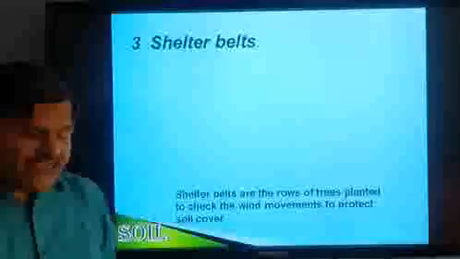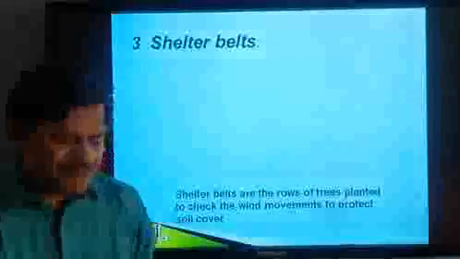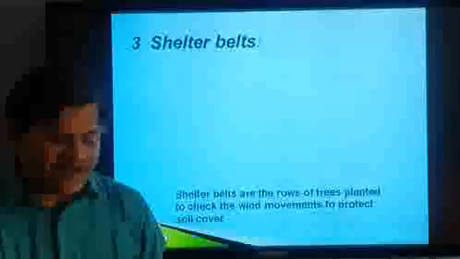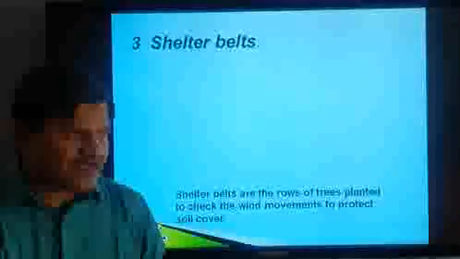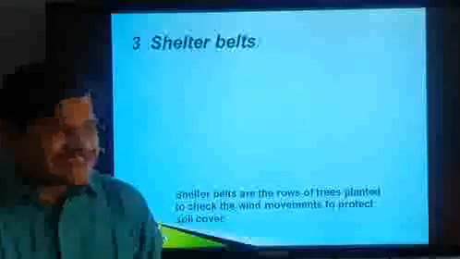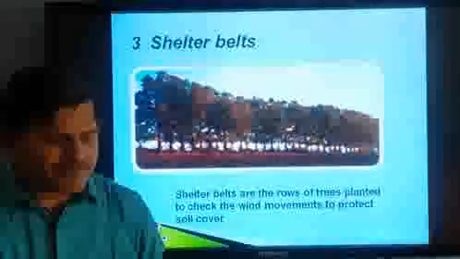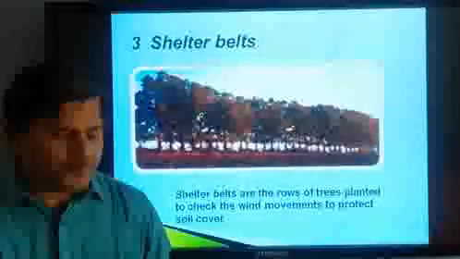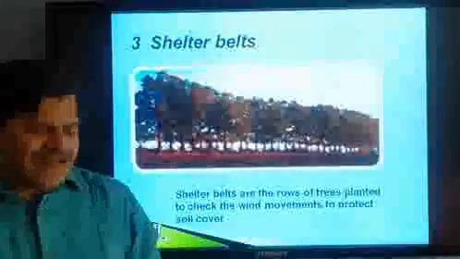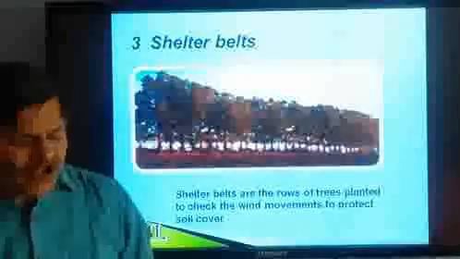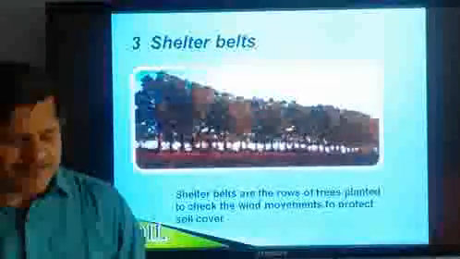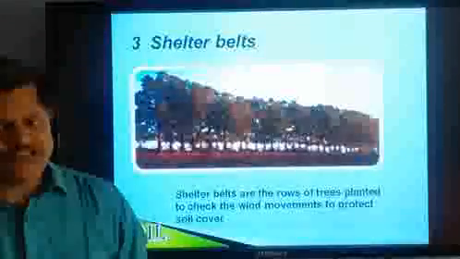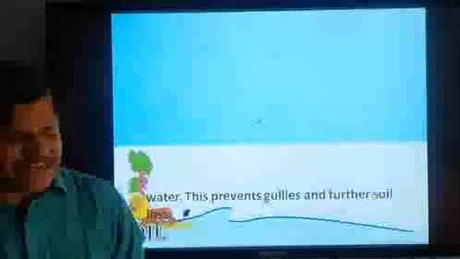Next one is shelter belt. Shelter belts are rows of trees planted to check wind movement and protect the soil cover. In some areas, soil erosion is happening due to wind, and to prevent that erosion, such a long row of trees is planted, and due to that, we can control soil erosion. That is the shelter belt.